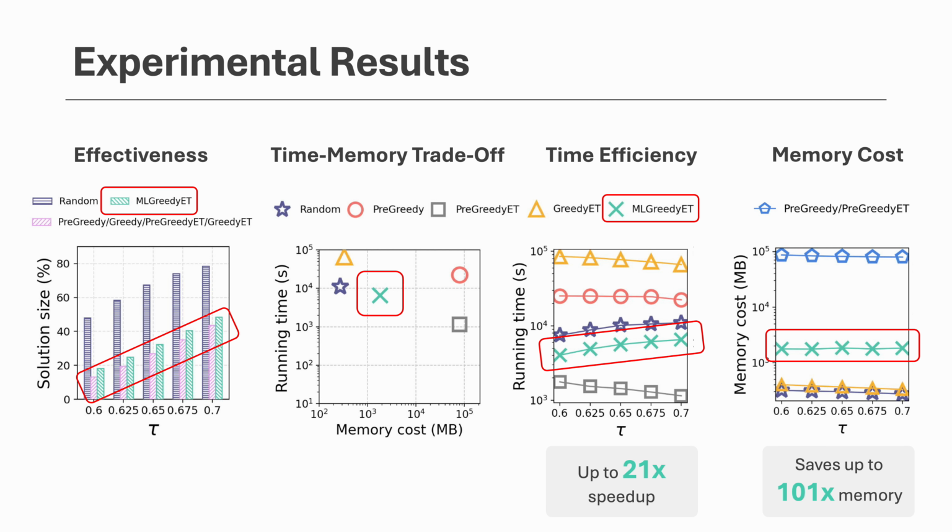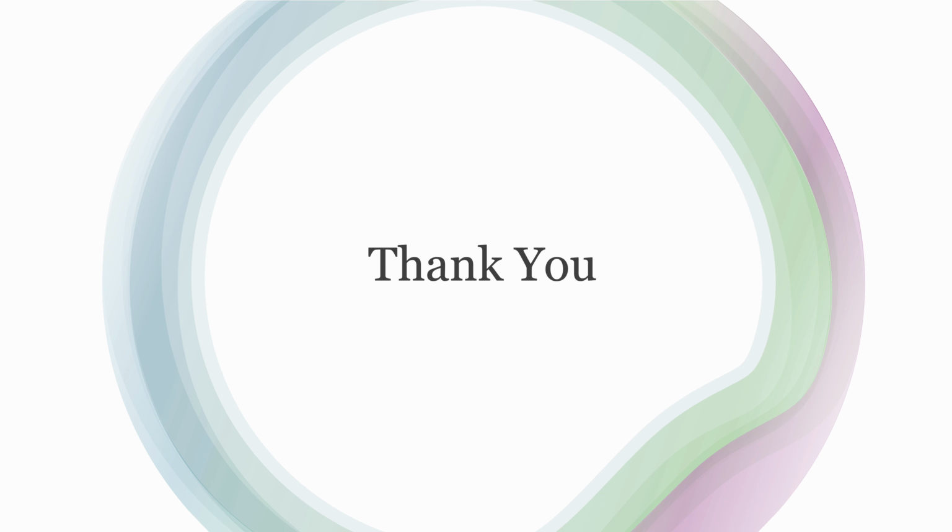The key result is that our method, ML greedy ET, gives the best overall balance. It remains competitive in effectiveness compared with the non-learning greedy variants, while achieving much better efficiency. In particular, it achieves up to 21 times speedup and up to 101 times lower memory cost. So the main takeaway is that ML greedy ET is not just effective, but also scalable. Thank you.